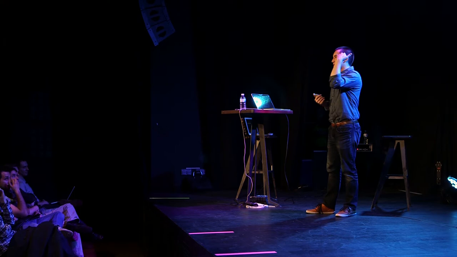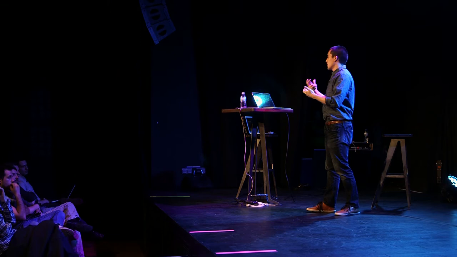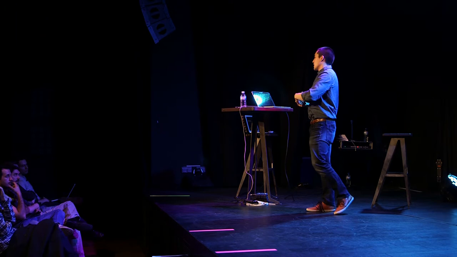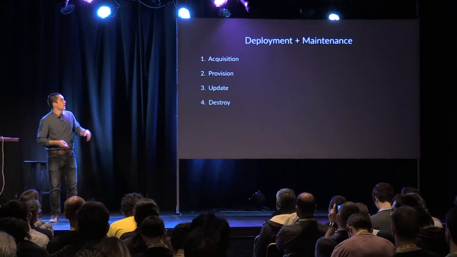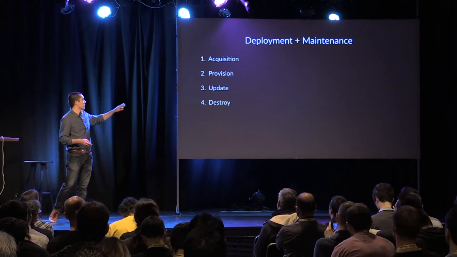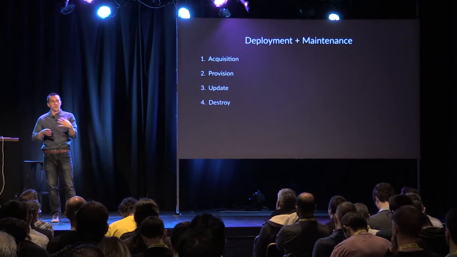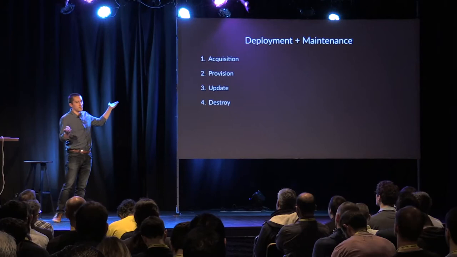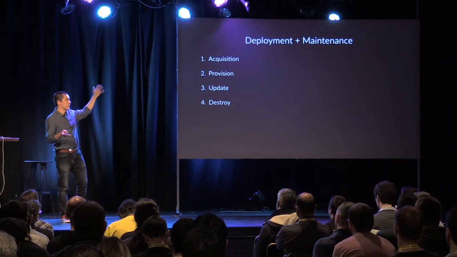Acquisition is like, get me a server, get me something that could run my code. Provision is setting it up in a way that it's ready to run the code. Update is deploy something, and destroy is obviously destroy. Usually you acquire something, provision and update spin in a tight loop, and then eventually you destroy it. When people talk about mutable or immutable infrastructure, it's just how much you spin steps 2 and 3. Is it just 1, 2, 3, 4, 1, 2, 3, 4, or is it 1, 2, 3, 2, 3, 2, 3, 2, 3, 4? That's all the difference between mutable and immutable.